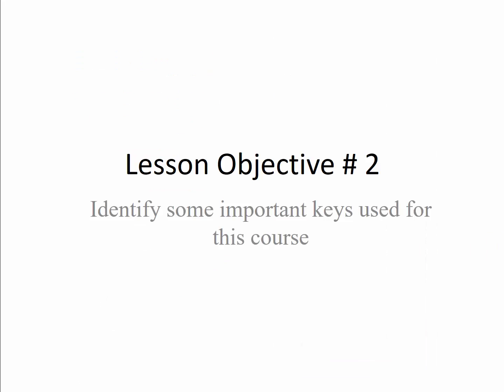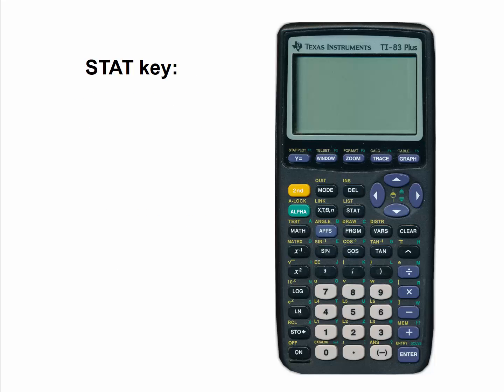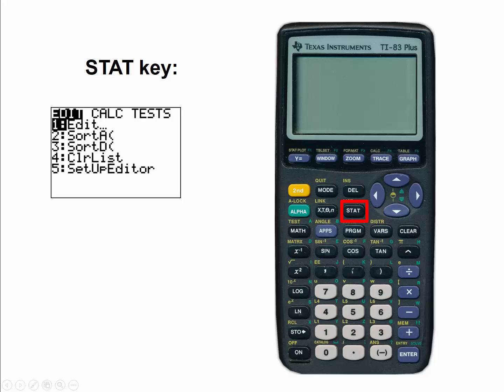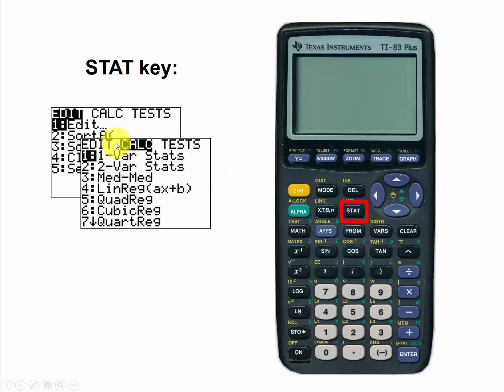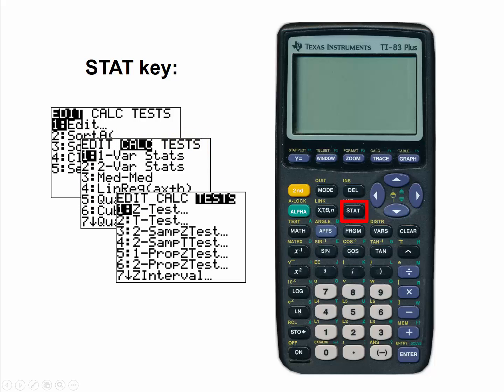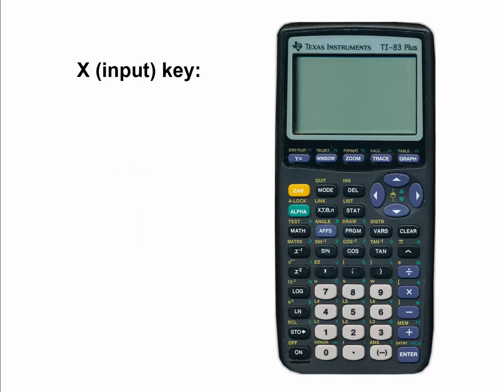Lesson objective number 2. We'll begin with the stat key. It's located here. Pressing the stat key, we first see the edit window. Using your right arrow key will take you to the calculate window, and if we press the right arrow key one more time, we go to the test window. Each of these different windows will have commands that we'll use throughout the course.